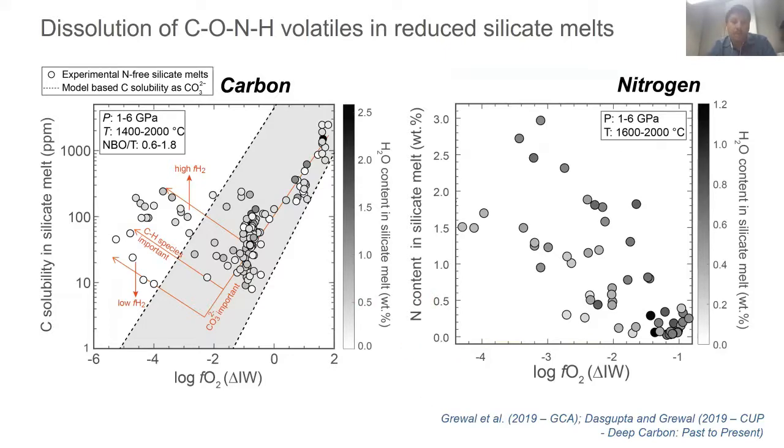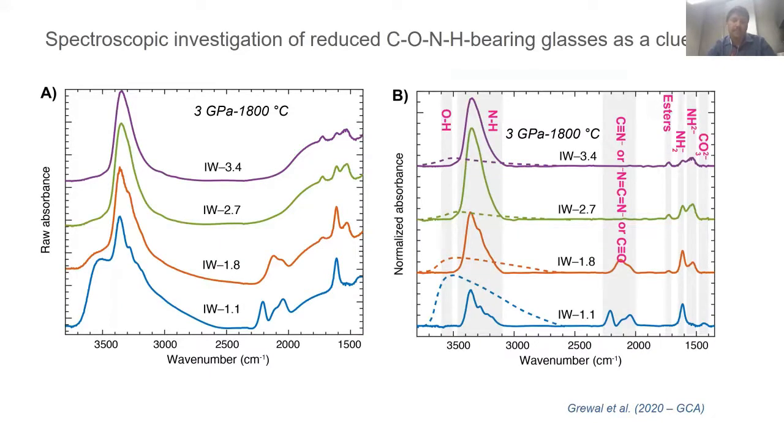We already talked about these, but one thing in addition we are constraining from these experiments, and this is one paper that was published earlier this year, again led by my current student Daman Grewal, is we can do spectroscopy, specifically infrared spectroscopy and Raman spectroscopy of these experimentally generated glasses to try to see how carbon, nitrogen, hydrogen actually was dissolving at these high pressures and temperatures. These are some raw IR spectra generated from 3 GPa, 1800 degrees C. Different curves are at different oxygen fugacity, going from relatively less reduced to more reduced conditions. And these are now background corrected.